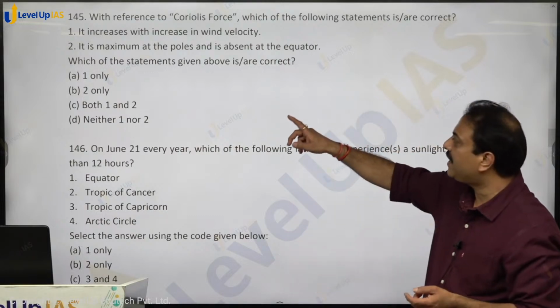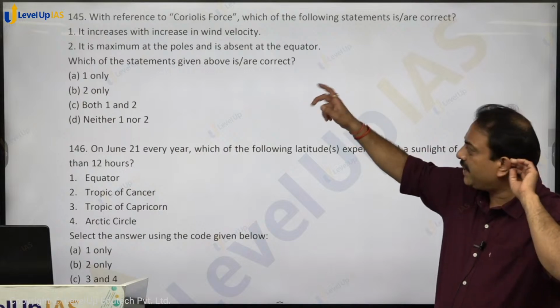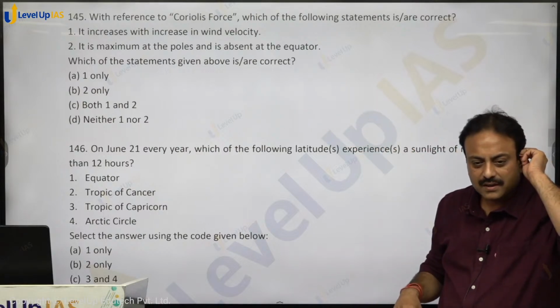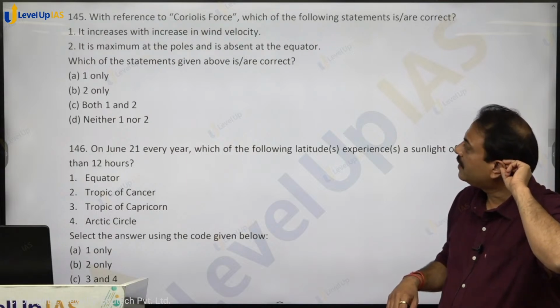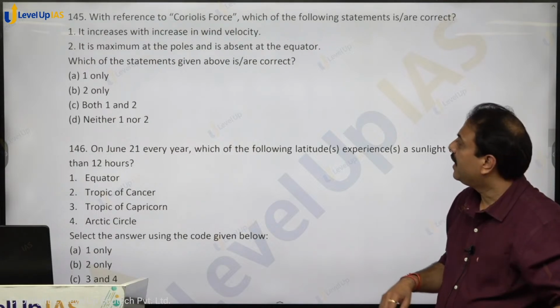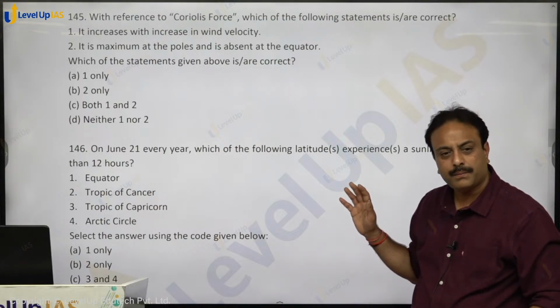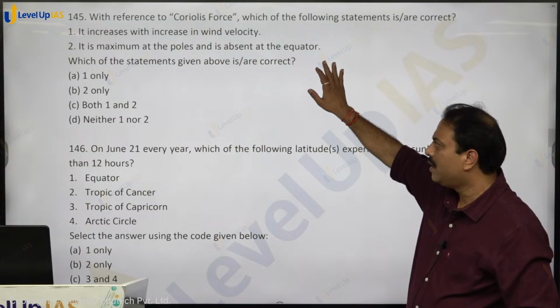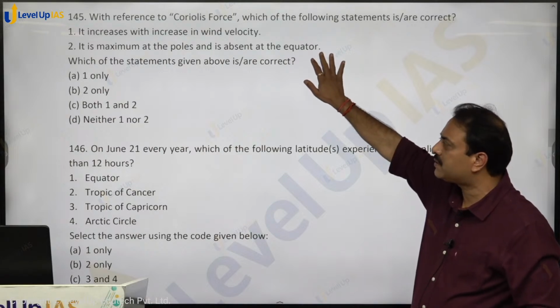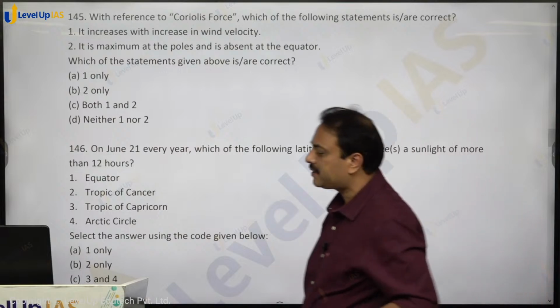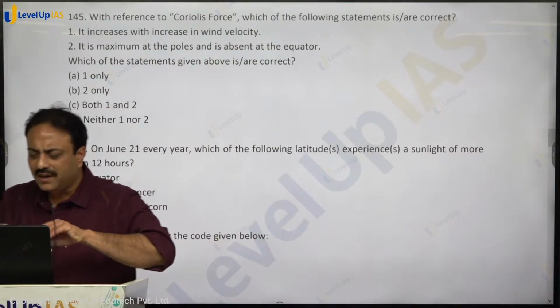So it is saying that Coriolis force increases with the increase in wind velocity. Correct? Yes. Next, it is maximum at poles and is absent at the equator. Poles for maximum, equator it is 0. And that's why we are not having formation of cyclone on the equator. Right? So both statements are correct. Both 1 and 2. Option C, C for cat shall be the right answer.